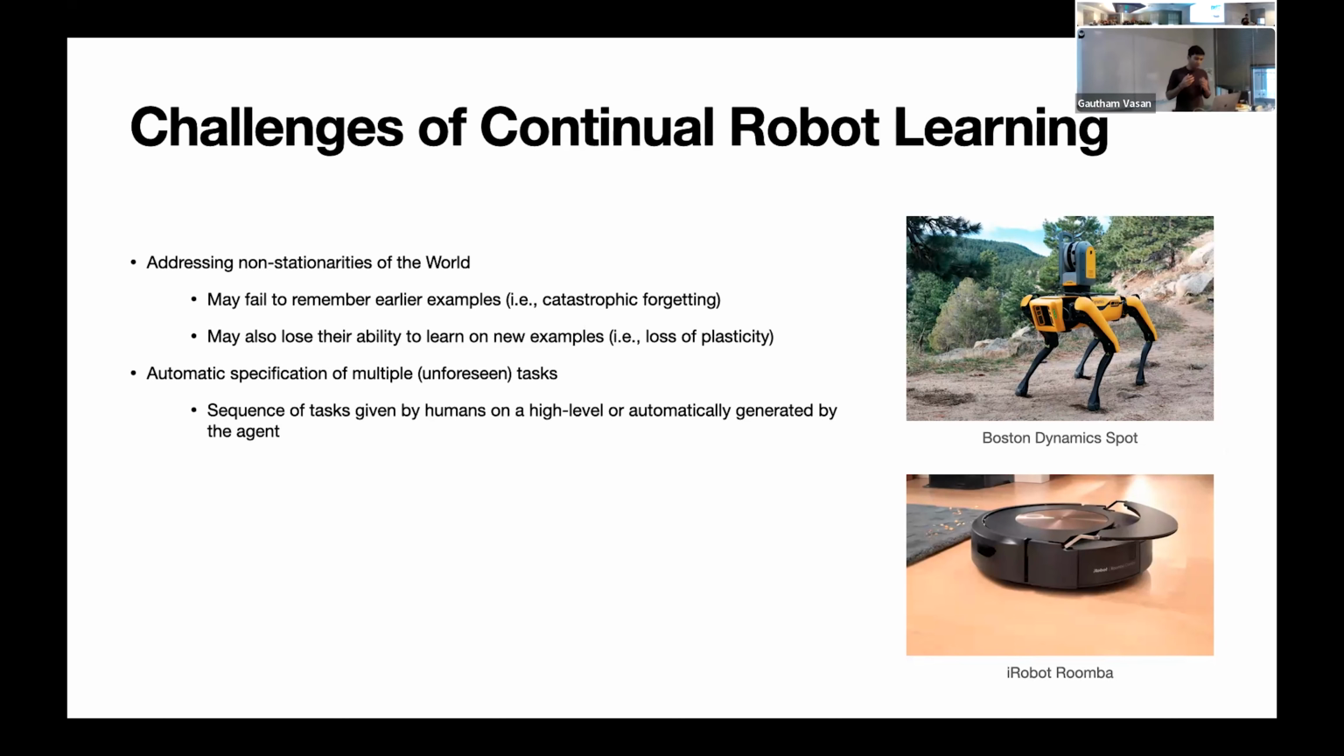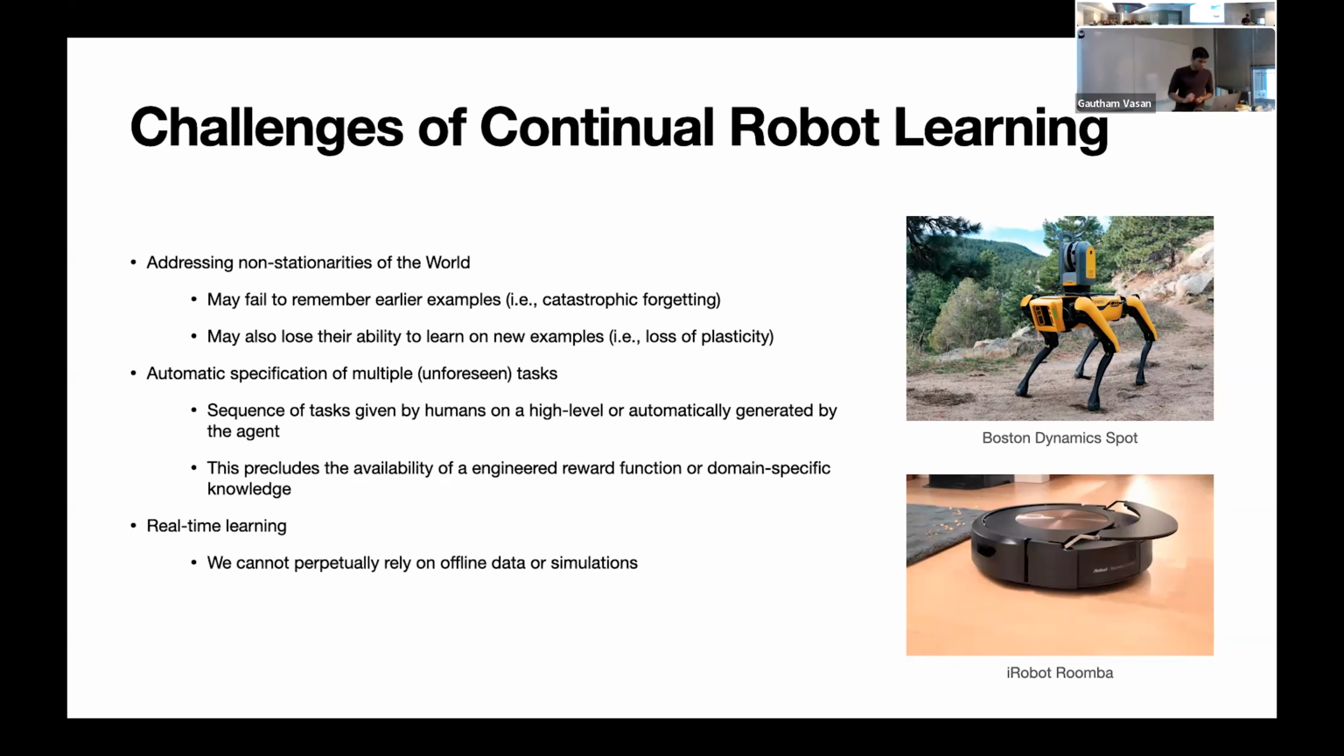This means we do not have access to domain-specific knowledge. So in reinforcement learning, this means we cannot have an engineered reward function, which requires a lot of domain knowledge. And finally, this robot has to learn in real time. So we just cannot rely on offline data and simulators.